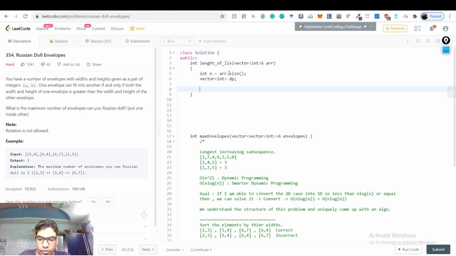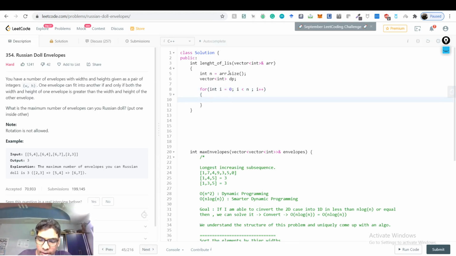Now we iterate through, for i equal to 0 to i less than n, we just say i plus plus. We need to find out where we need to add this element. We can do binary search here, but as you know, C++ comes automatically with binary search. Where is the exact position when you have to insert this? That thing is done with something called lower bound. It is actually lower bound.